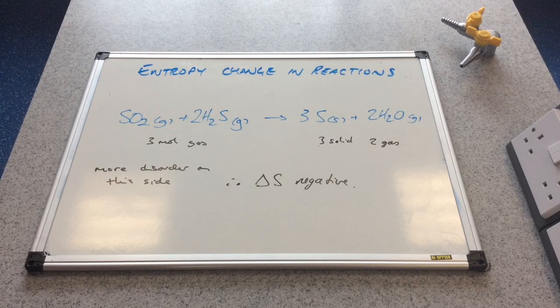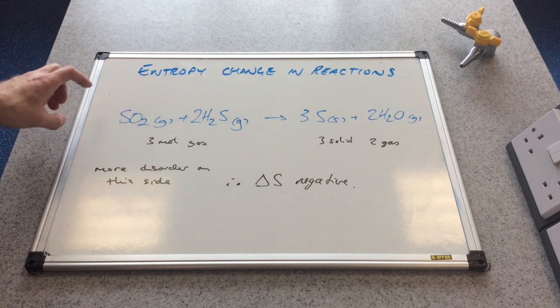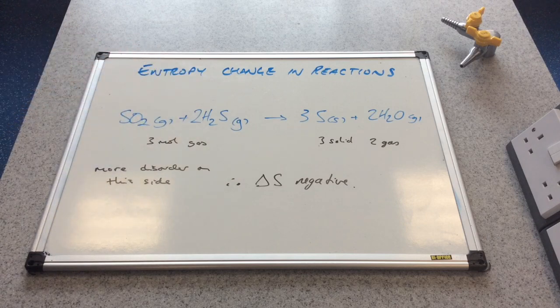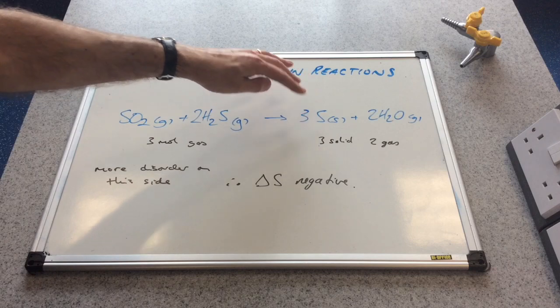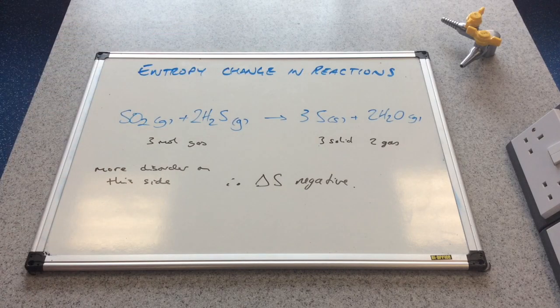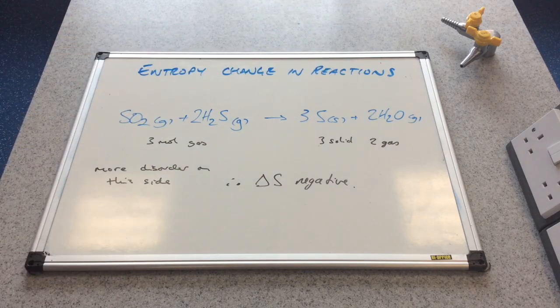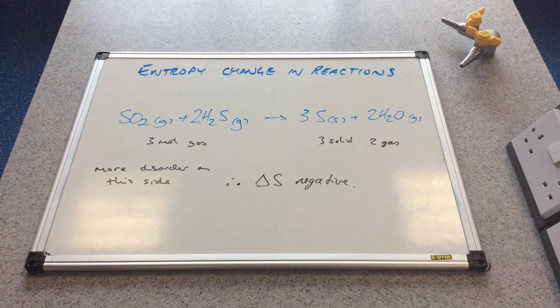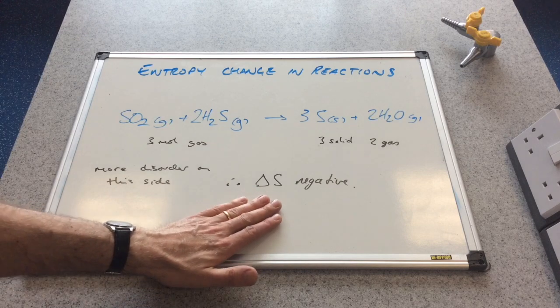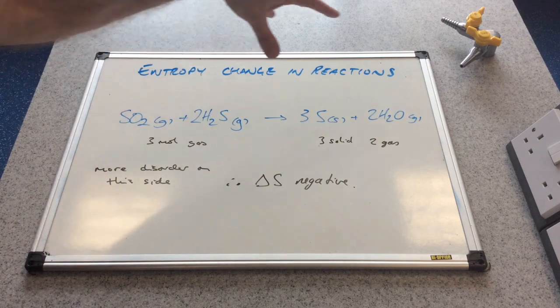So how have I looked at this one? I've gone 3 moles of gas on the left hand side. That's going to have a very high degree of disorder, and those 3 moles of gas are turning into 3 moles of solid. So they're going to have quite low entropies because they're very ordered, and 2 moles of gas which are quite disordered, but the entropy will be greater on this side, the disorder will be greater on this side, and so the change in entropy, delta S, would be negative because you're going from a high entropy to a lower entropy.